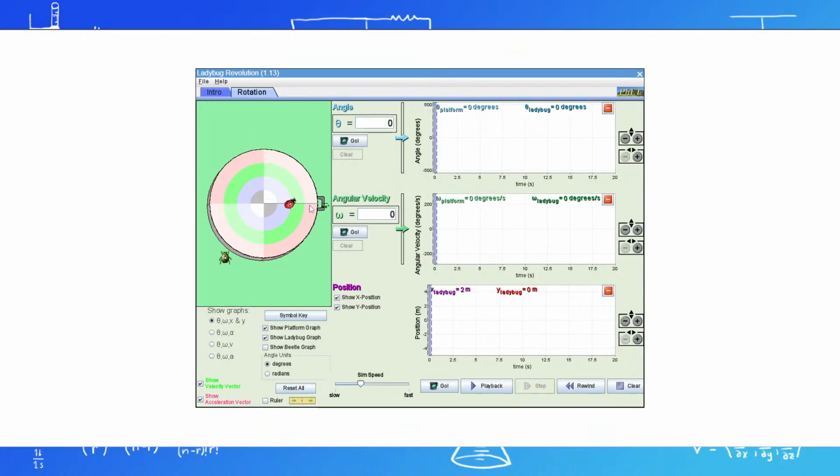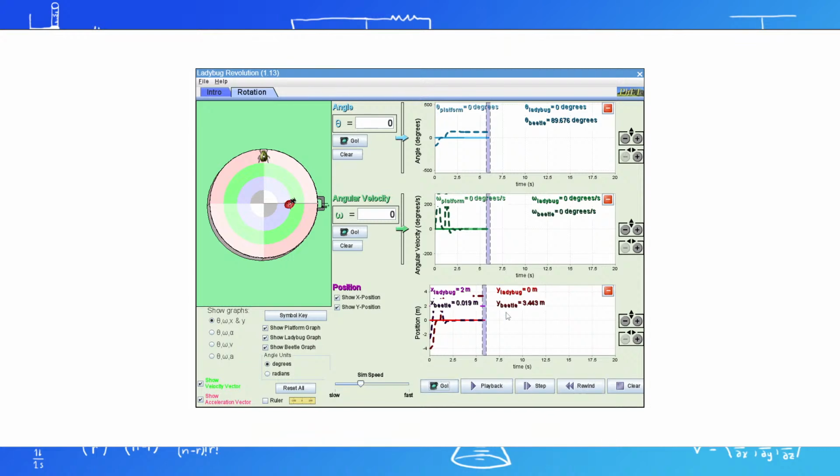So here we've got the same setup, except now we have a lot more tools and controls. I'm going to put the beetle over here just so that their vectors don't overlap. And I'm going to, hold on, stop that. How do I clear the graphs? There we go, clear the graphs.